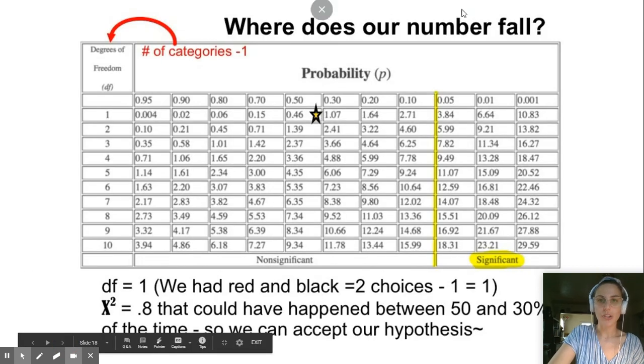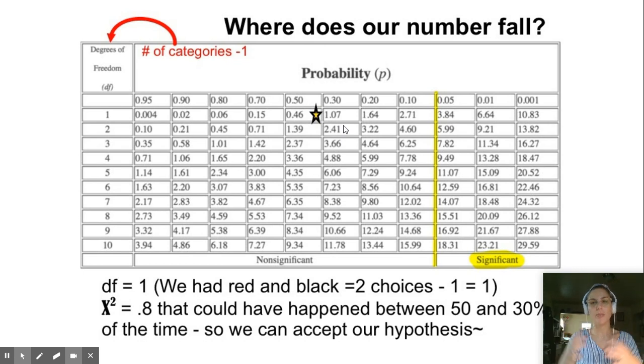So this is a larger degree of freedom table, and this would be more similar to something that you'd see on the AP test. It just gives a little bit more nuance and detail, but it's the same thing. What degree of freedom are we at? We had 2, red and black, and we subtract 1, so we're at 1 degree of freedom, and our number was 0.8. So we go across, and we see that 0.8 hits right around here, between the probability of 0.46, so 46%, and 1.0, so 100% of the time, we would get that hand of cards or those color combinations.